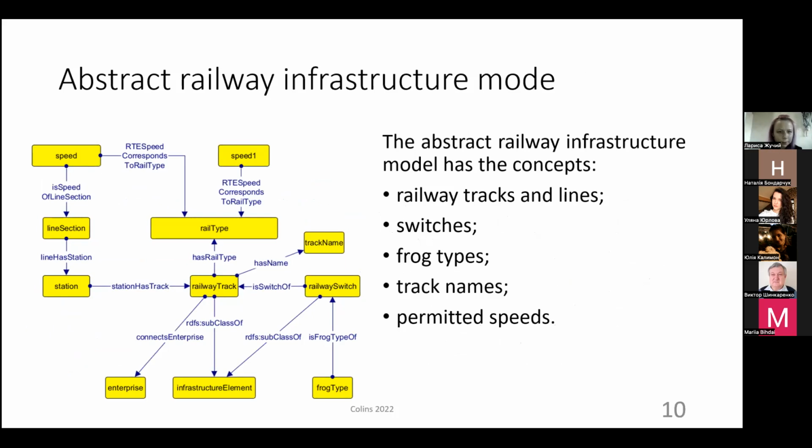The vocabulary is developed to describe the railway infrastructure. The abstract railway infrastructure model ontology is shown in the diagram of the procedure for forming a modular ontology of the railway infrastructure. The abstract model of the railway infrastructure has the concepts of railway tracks and lines, switches, frog types, track names, permitted speeds.